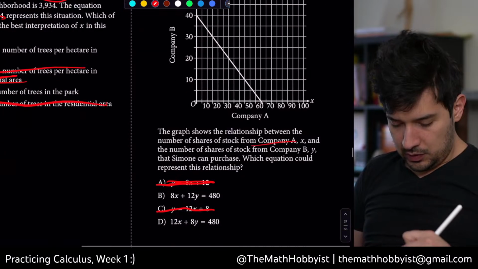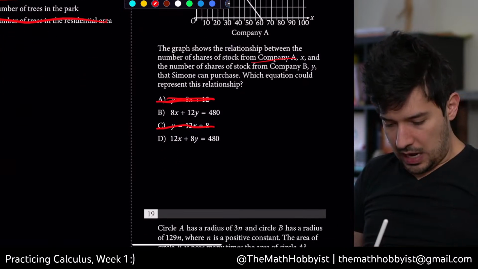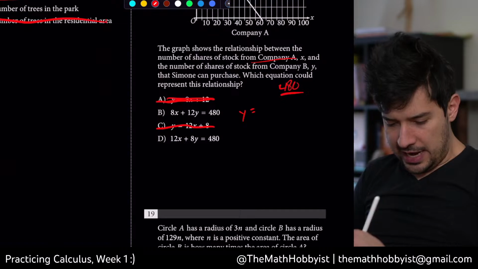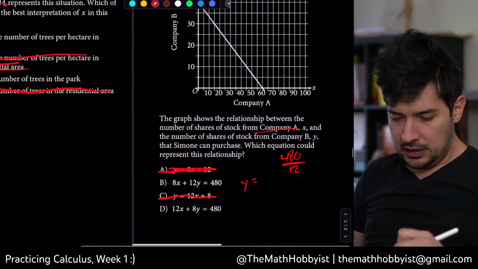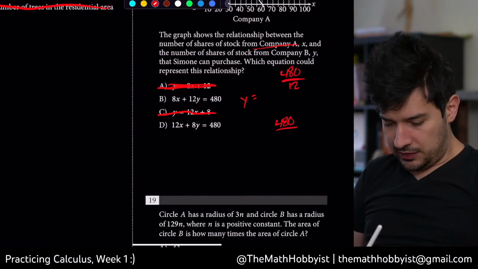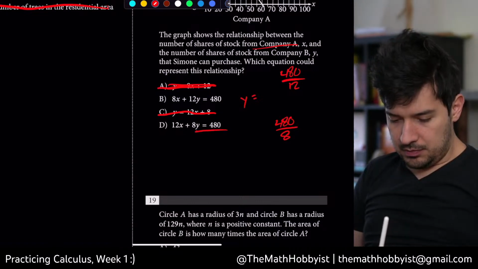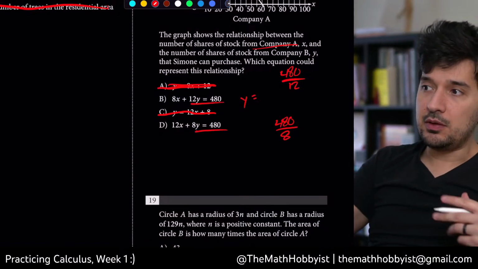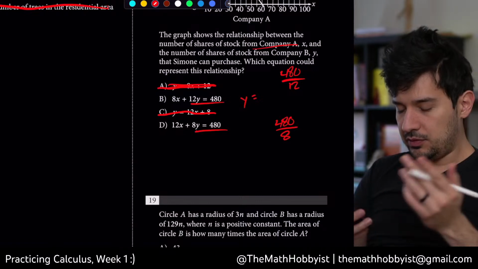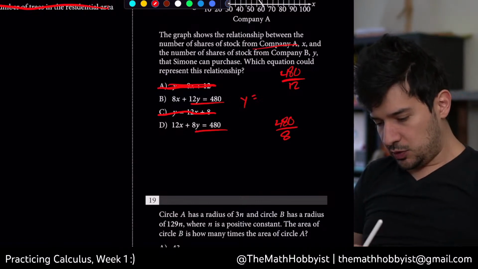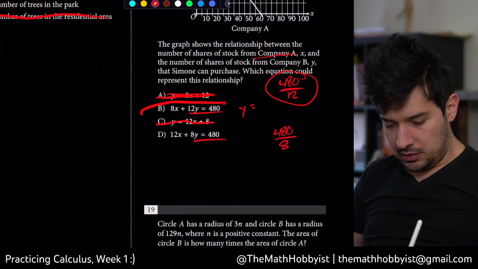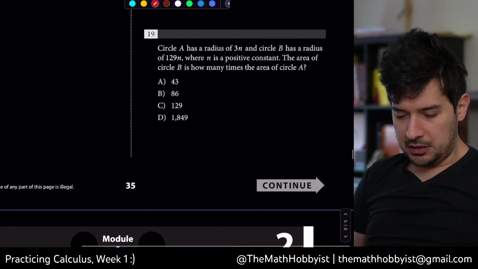40. So if we solved for y, what I'm looking for is 480 divided by 12 equal to the y-intercept 40, or is it 480 divided by 8? Because between those two, you can decide between those two answers. Okay, so 480 divided by 12 equals 40, so it's going to be solution B.